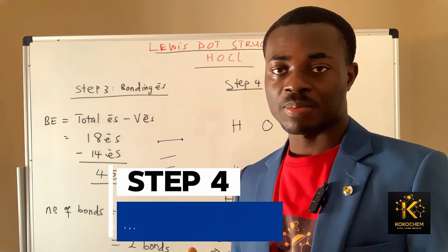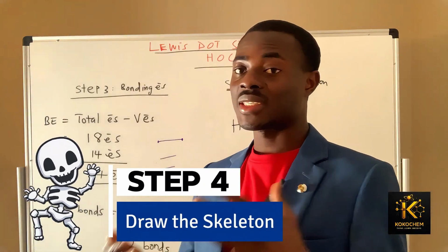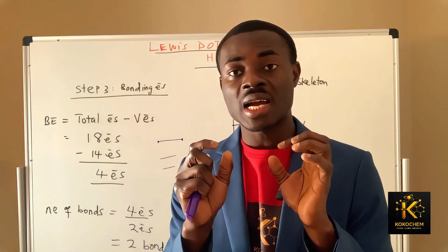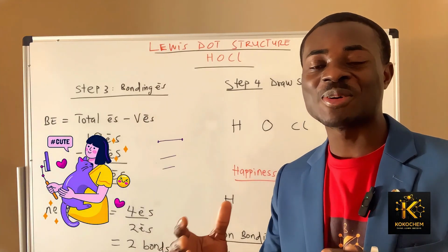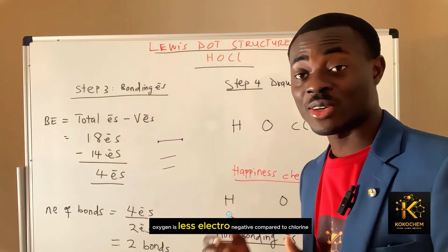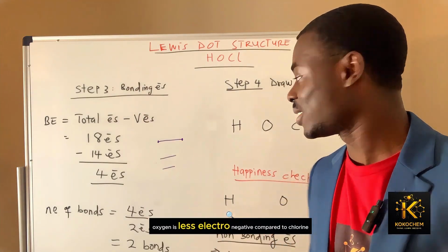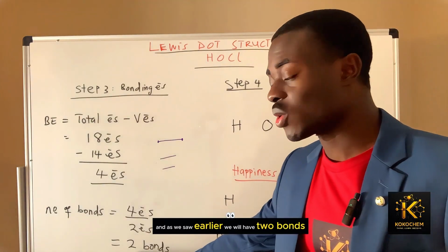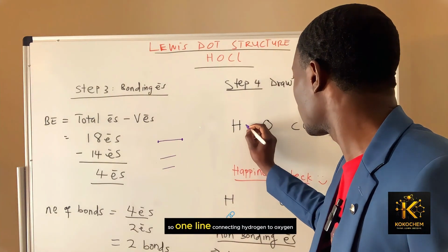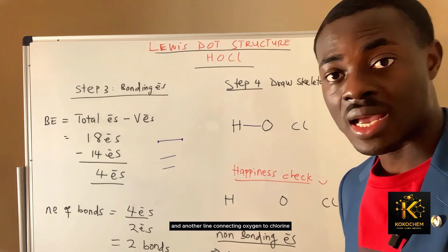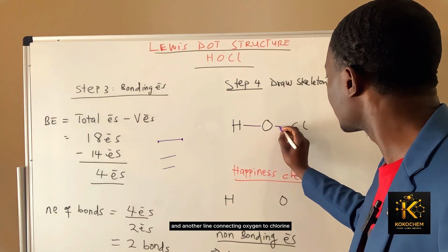The 4th step is to draw the skeleton. We have to figure out which atom will be in the center. Oxygen loves attention. Oxygen wants to be in the center. Also, oxygen is less electronegative compared to chlorine. And as we saw earlier, we will have 2 bonds, 2 lines. So one line connects hydrogen to oxygen and another line connects oxygen to chlorine.